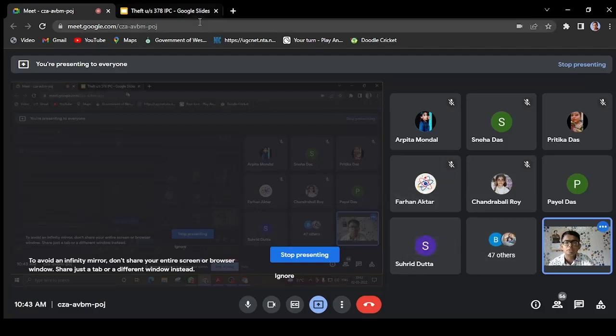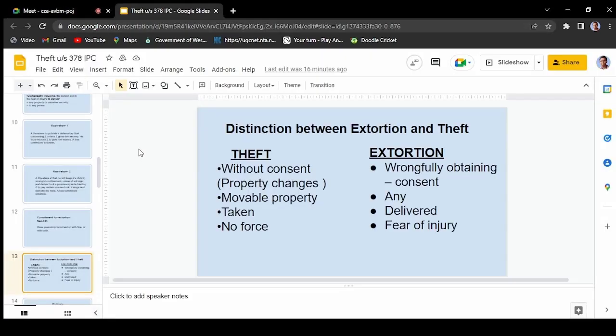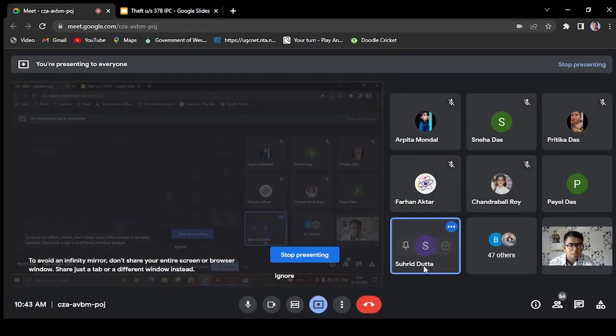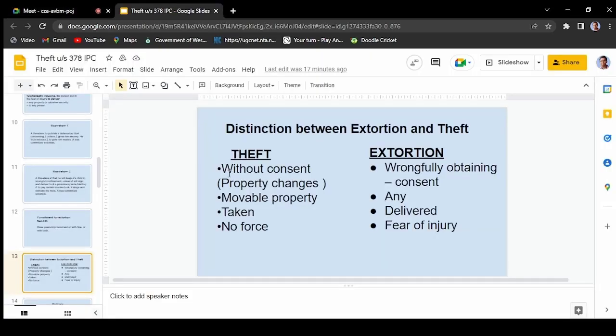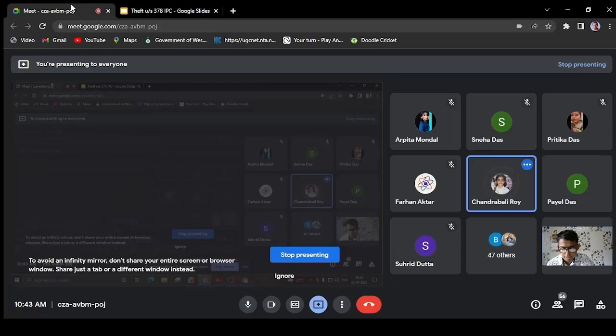Basically we will write the difference the way we usually write it. First, differentiation: section 378 of the Indian Penal Code, 1860 defines theft. Section 378, theft. Section 383, extortion.